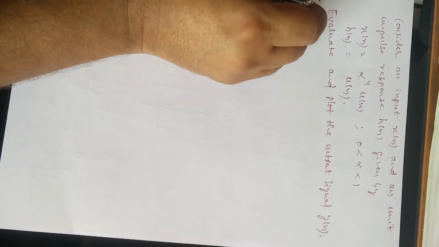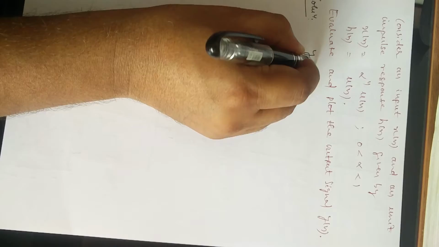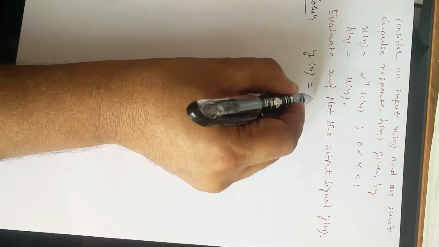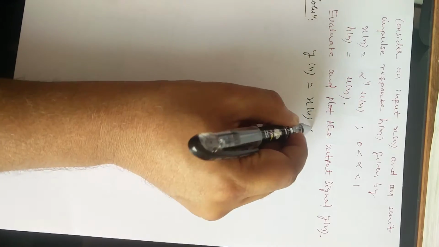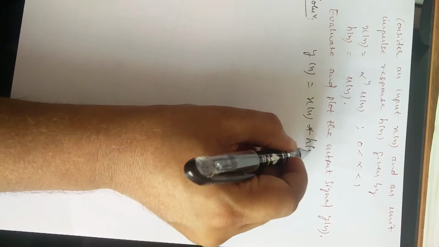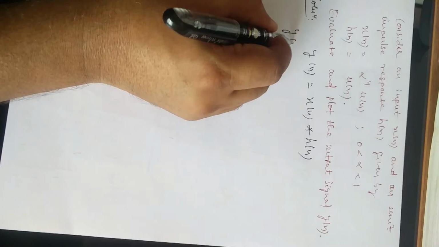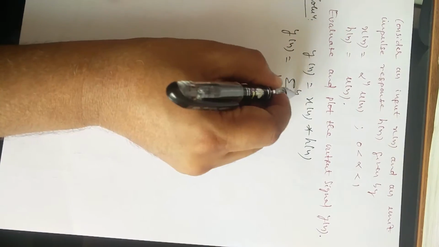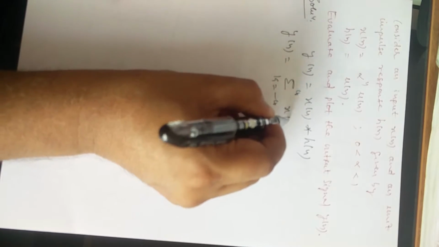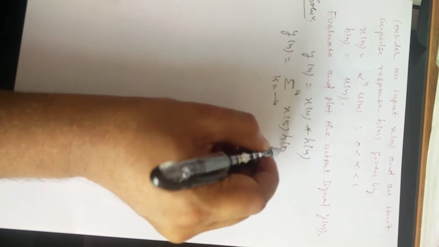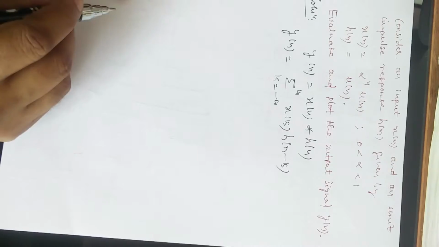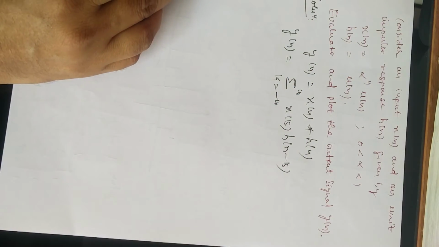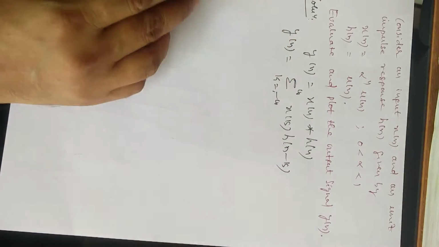The solution to this is: we know that the output of any LTI system is given by y of n equals x of n linearly convolved with h of n. That is, y of n is equal to the summation of k from minus infinity to plus infinity of x of k into h of n minus k. Both are infinite duration sequences, so we need to fix up the summation range here.